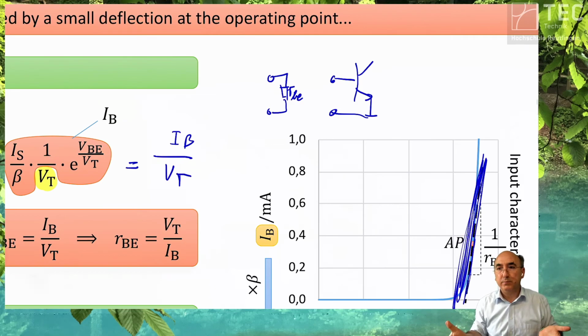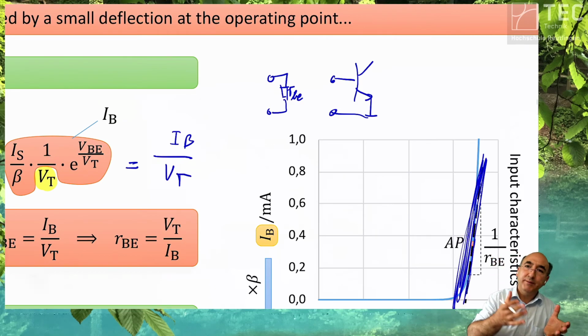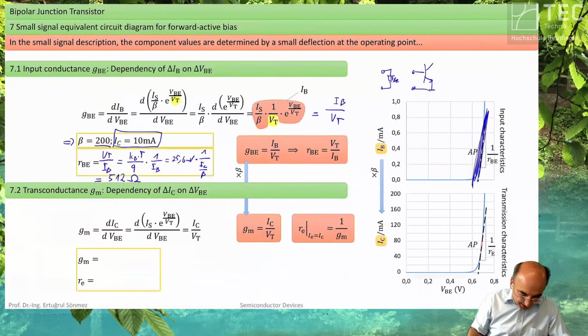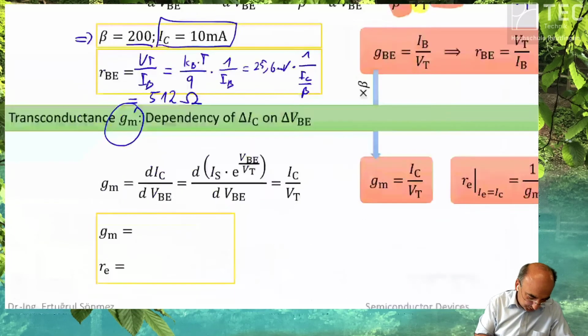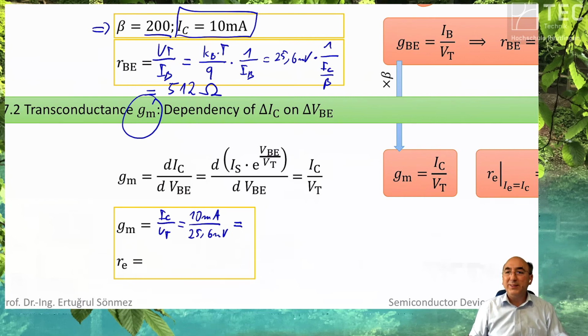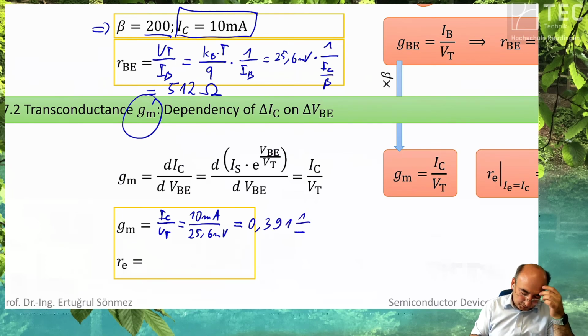Okay, that's a fact. And if you change the technology and have the same bias, you have the same resistance as a slope, as a differential resistance. Now let's take a look at the GM, at the transconductance of the transistor. The GM is IC divided by VT. The current is, if not otherwise stated, the same. The temperature voltage we keep at the same value. Give me the transconductance value, please. 0.391 Siemens.